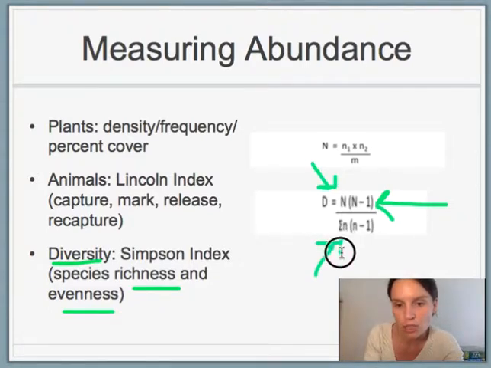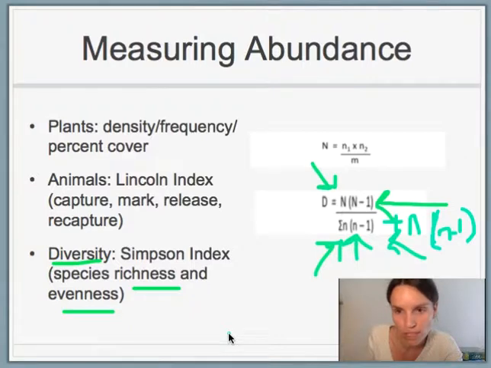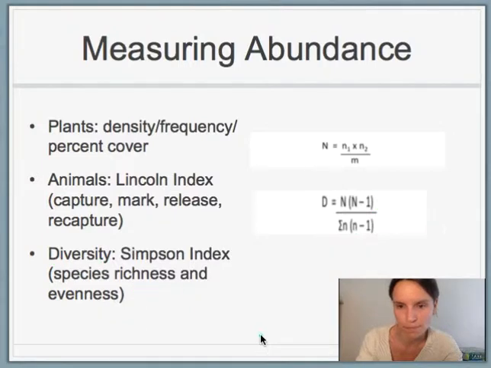This sum value on the bottom asks you to sum up, for each individual species, the number of the species and then the number of the species minus 1. You then add the number of the next species multiplied by the number of the next species minus 1. These parentheses are terrible, but you get the idea. And that will give you a number that doesn't need any units associated with it. It's just a standalone number that gives you what is called a diversity index for an area. And the higher the number, the more diverse the area.